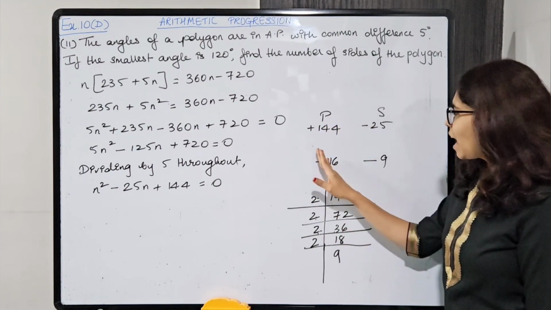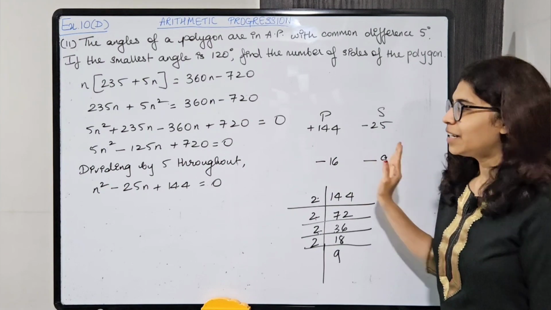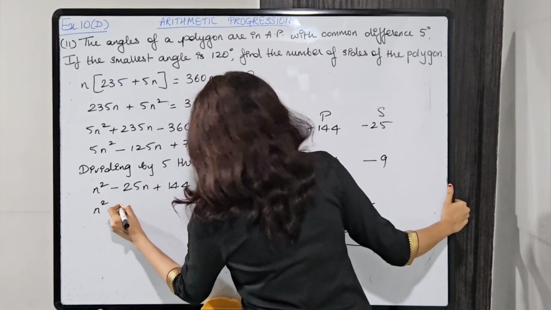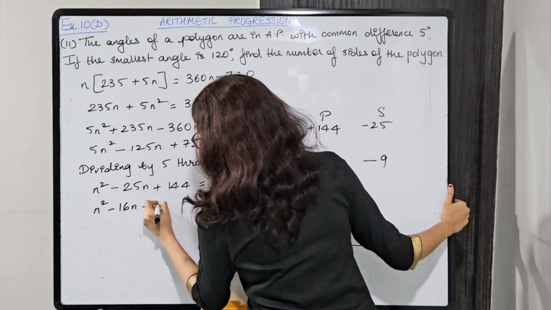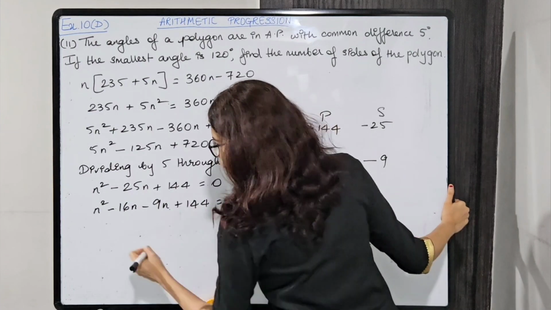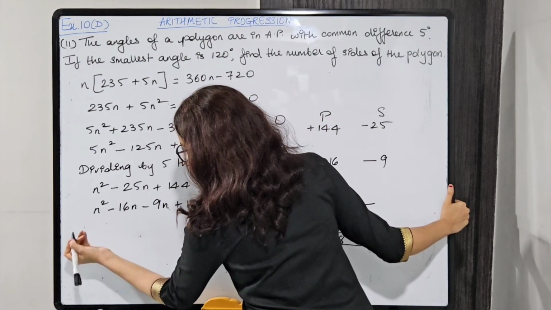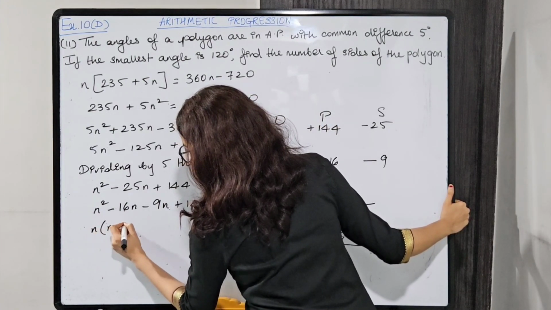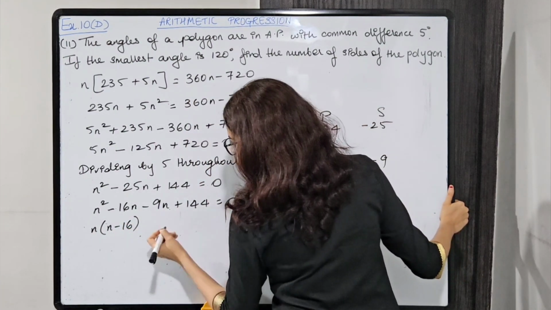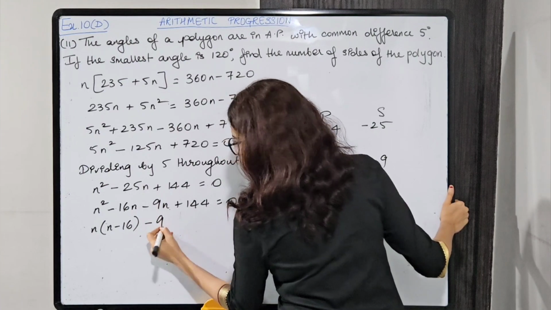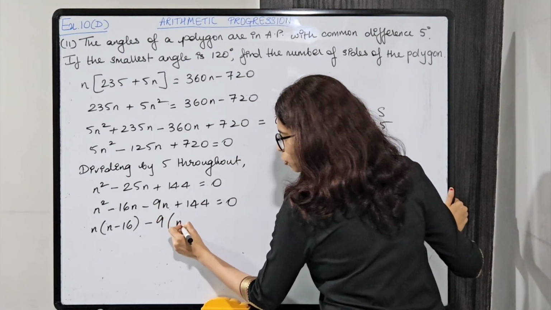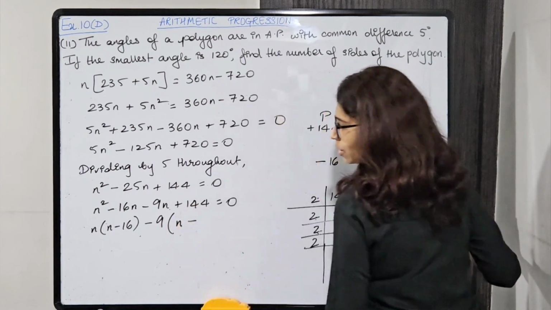So I got both the factors. Let us split the middle term. So n square minus 16n minus 9n plus 144 is equal to 0. Grouping the first two terms and taking out common, so n common निकलेगा, n minus 16 in the brackets. Rest two terms में से common निकालो. So minus 9 is common. Now the signs will change. n वाला term negative था, positive हो जाएगा. ये positive था, ये negative हो जाएगा.